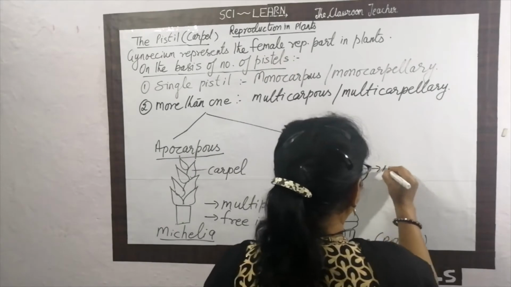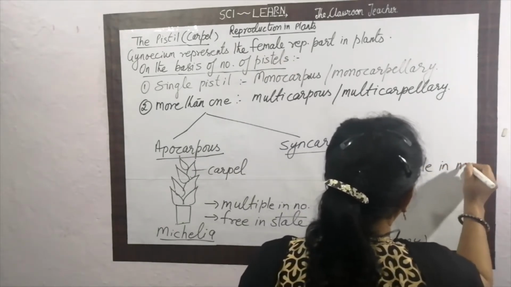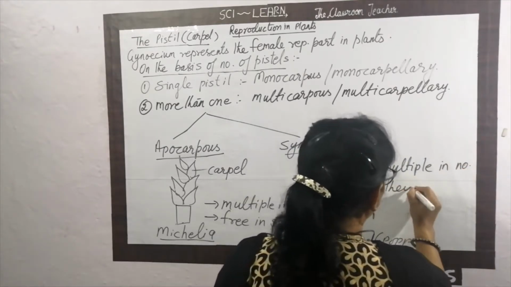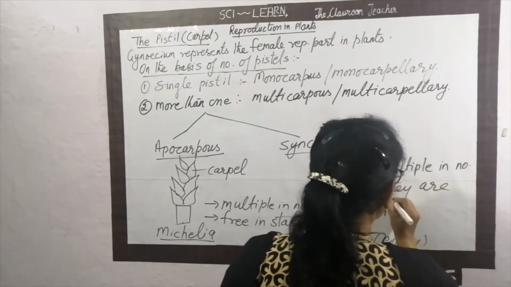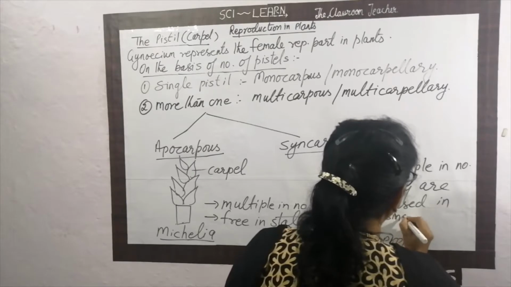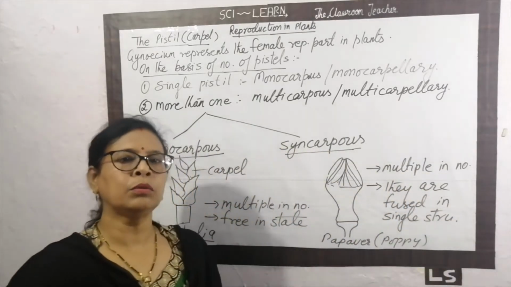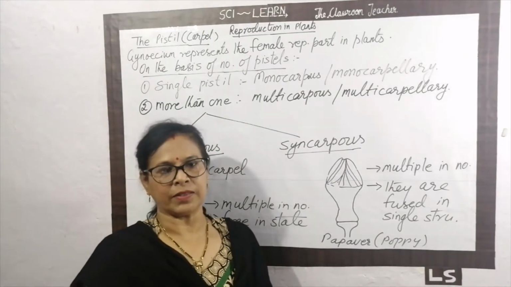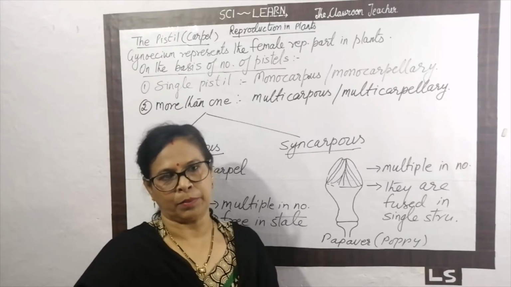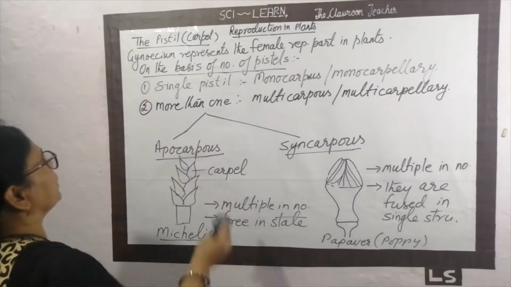So what is the criteria? It is multiple in number, but they are not free. They are fused in a single structure. So these are the two types of pistil arrangement present in the flower. Now let's move towards the structure of the pistil or carpel.